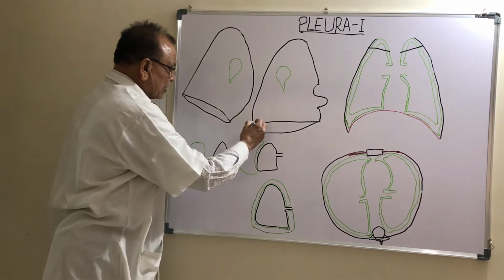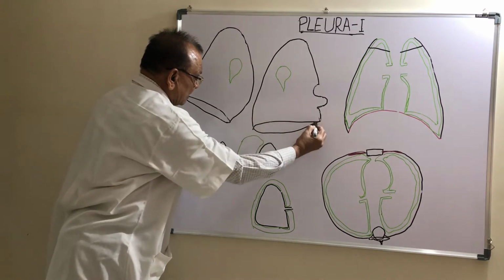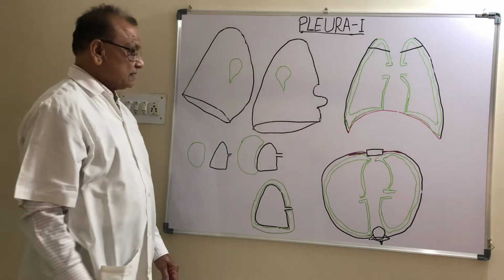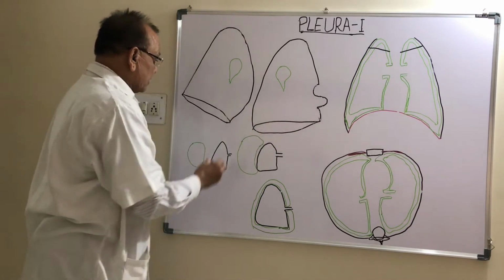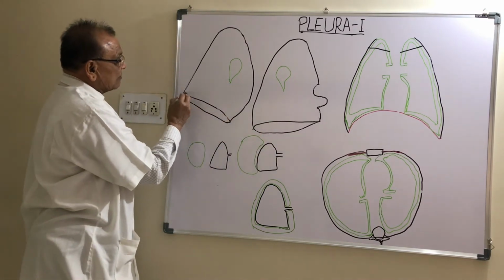This is the inferior border of the lung. The inferior border of the lung is thin and surrounds the base. So the base is surrounded by the inferior border.